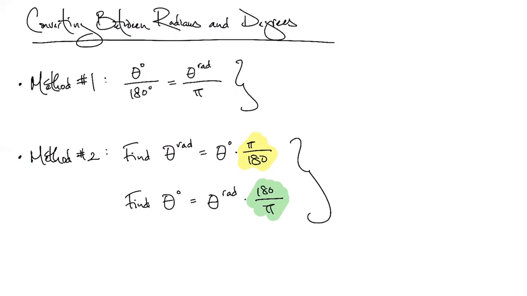I think for different people, they're sticky for different reasons. Some people like to have, if I have the degrees, here's how I find the radians, and as a separate rule, if I have the radians, here's how to find the degrees. And I'm kind of more like, let me just put it all into one formula, all right? But either one of those is okay.